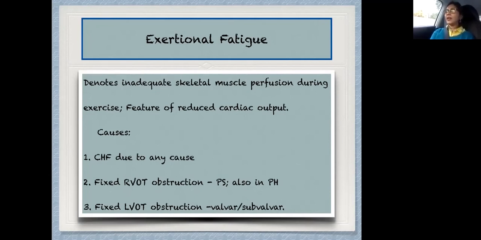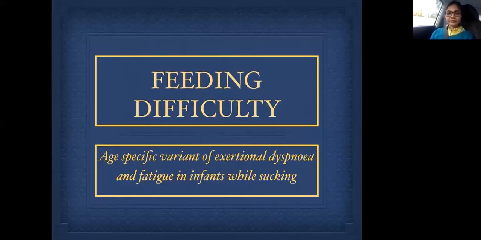Even when there is pulmonary hypertension, the increased pressure in the pulmonary system and sometimes the increased PVR can act as an obstruction for flow of blood from the right to the left side of the heart, which in turn contributes to the cardiac output. Similarly, in fixed left ventricular outflow tract obstruction, like in aortic stenosis, valvular, supravalvular, subvalvular, you can have exertional fatigue.